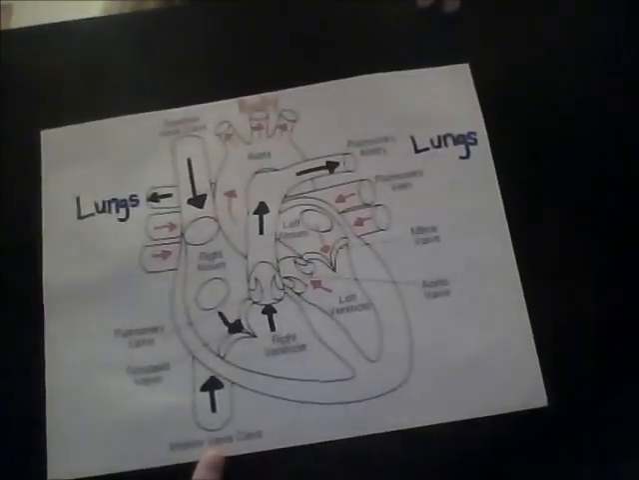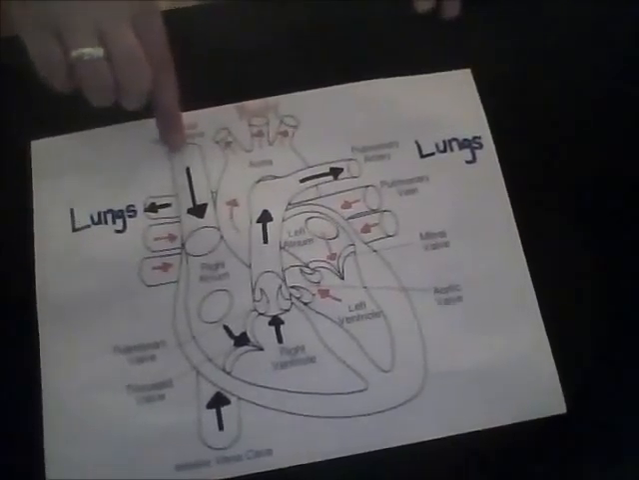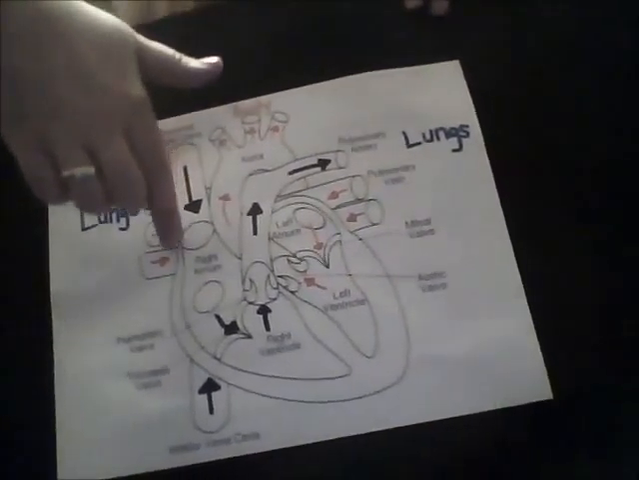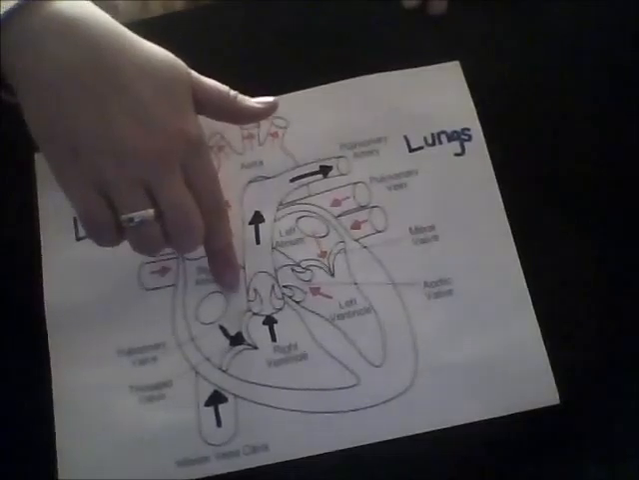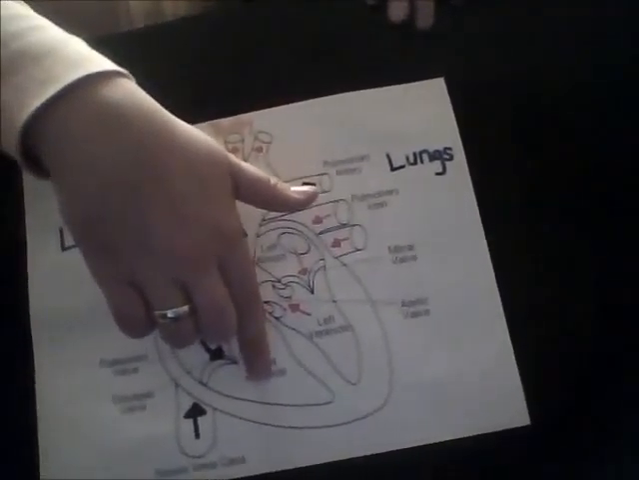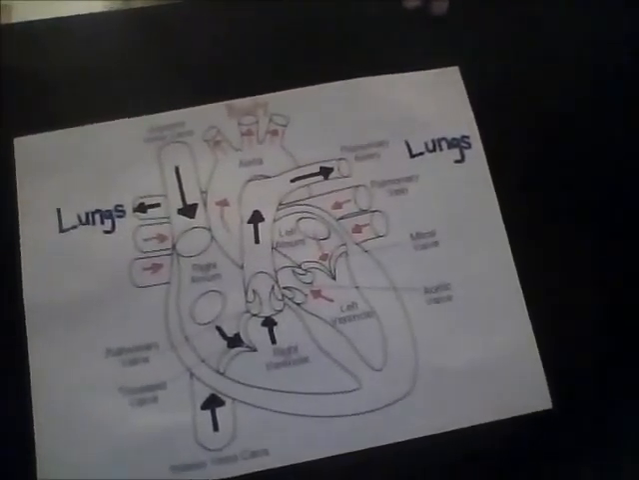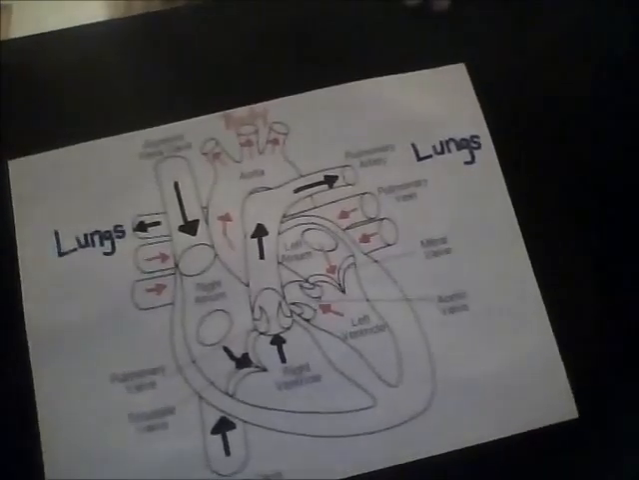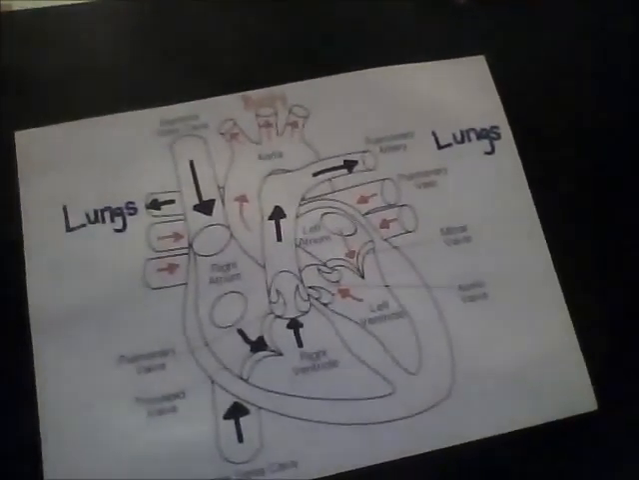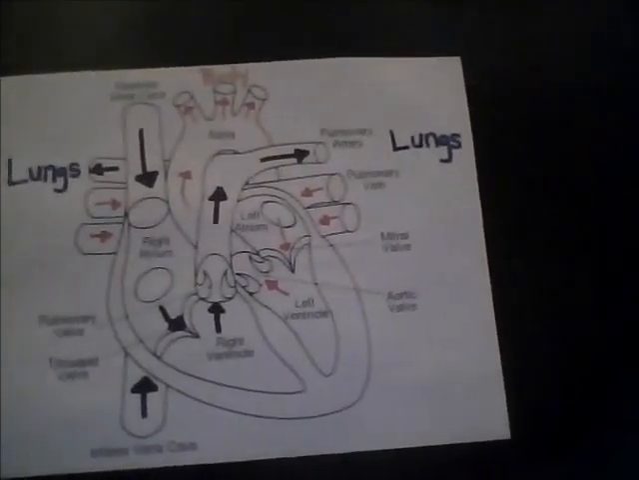up through the inferior vena cava, down from the superior vena cava, into the right atrium, through the tricuspid valve, down through the right ventricle, and then it's going to come up through the pulmonary valve, out to the pulmonary artery, where it's going to go either to the right lung or the left lung.